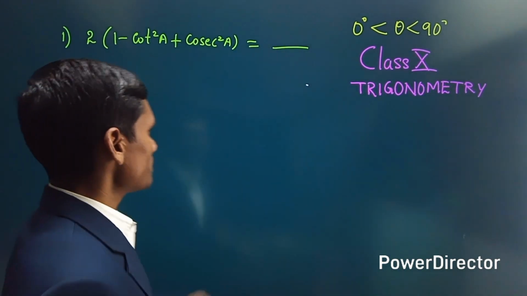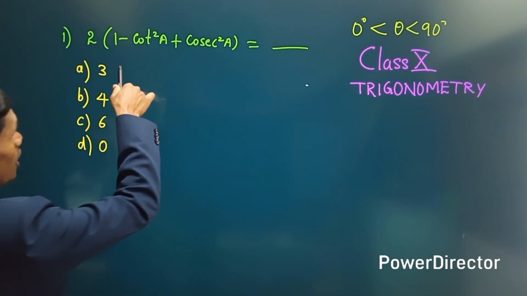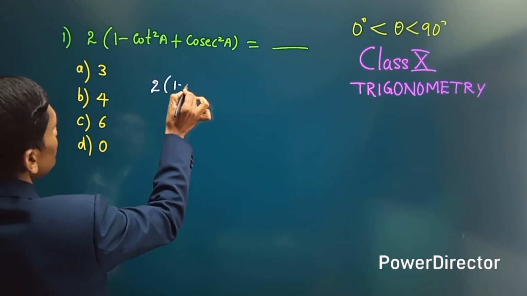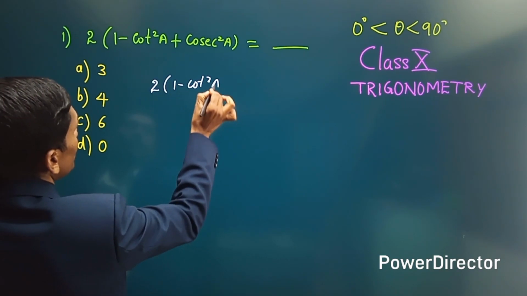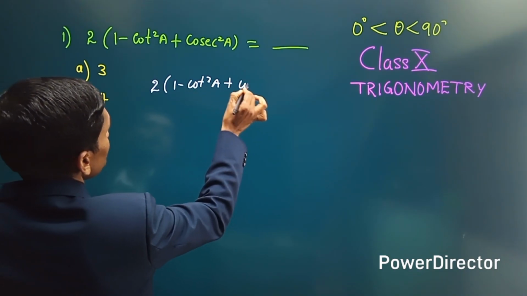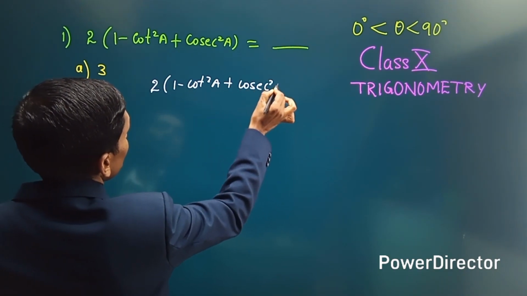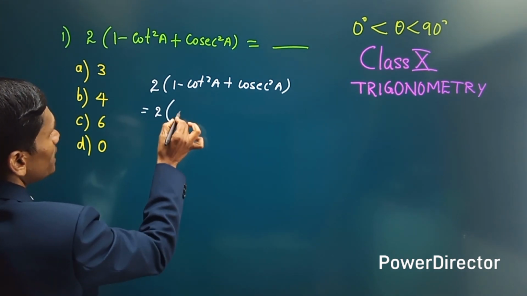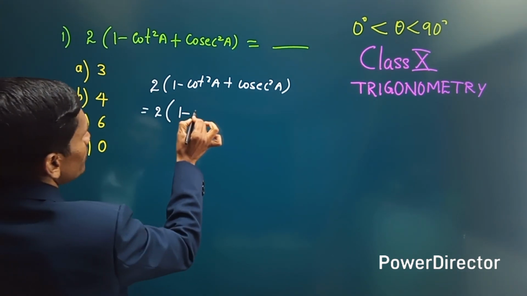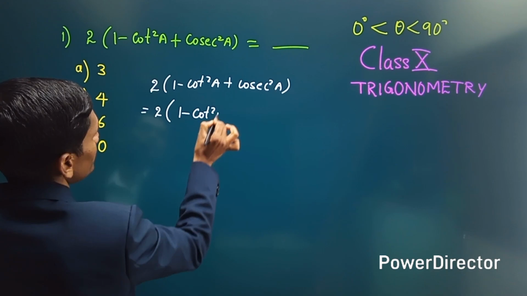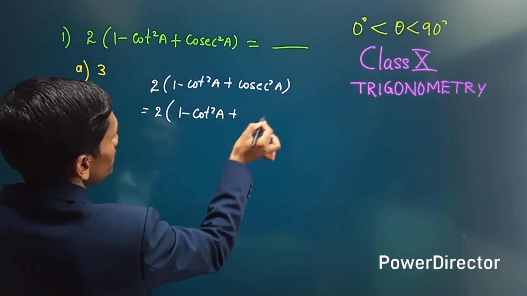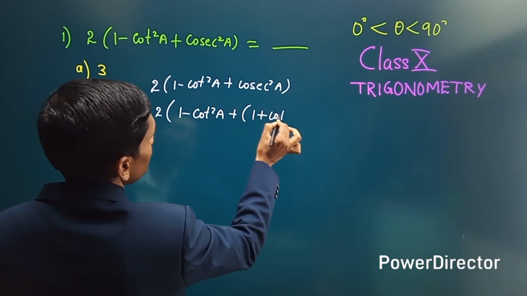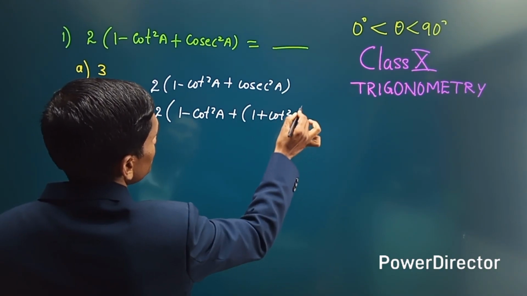Okay, let us begin. Here, how to evaluate this? Let us write the question: 2 into (1 minus cos square A) plus cosec square A. Just take this 2 into the bracket 1 minus cot square A, plus cosec square A. How can you write it? 1 plus cot square A, can you write this, right?